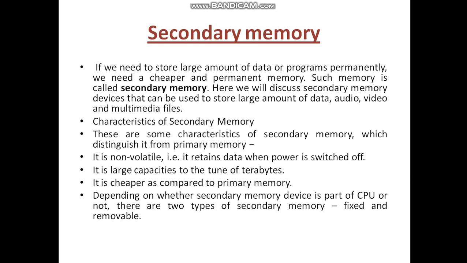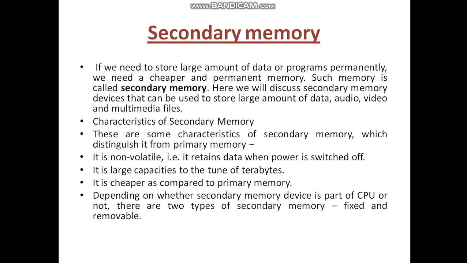There are some characteristics of secondary memory which distinguish it from primary memory. First, it is non-volatile. Primary memory is volatile because when your computer is turned off, you lose your data. But secondary memory is not volatile. It retains the data when power is switched off. Its large capacity extends to terabytes. It is cheaper as compared to primary memory.